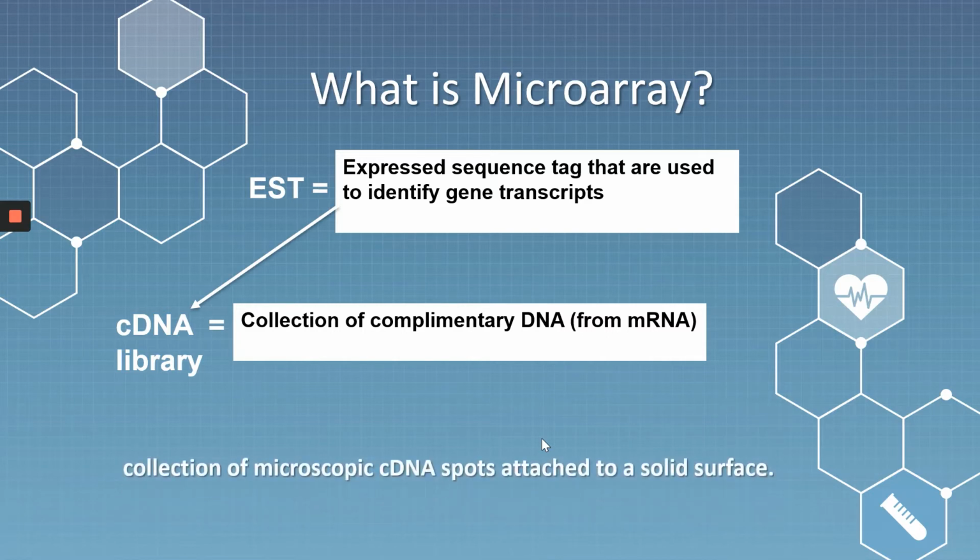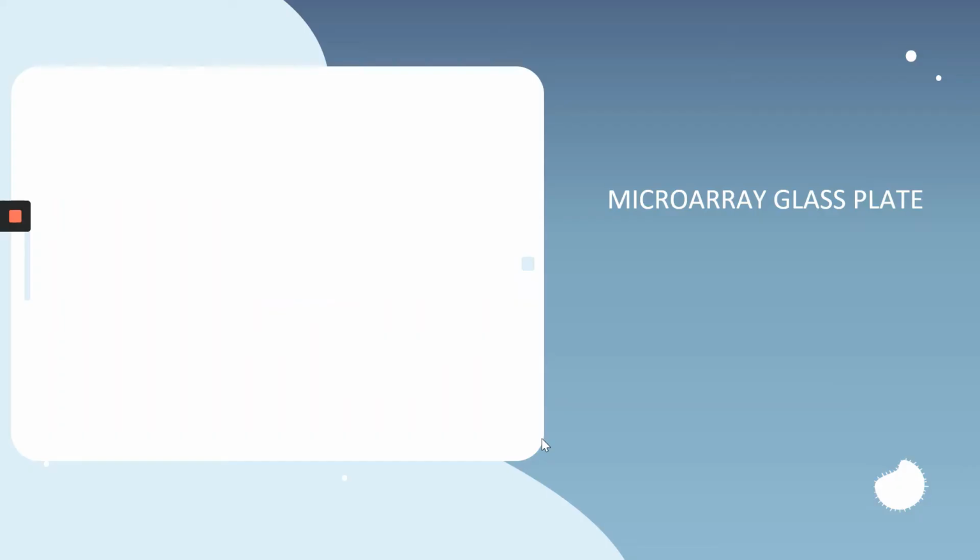So, back on the topic of microarray. Microarray is actually a collection of microscopic cDNA spots attached to a solid surface. Let's discuss a very important tool in microarray, which is the microarray glass plate. What do you think a microarray glass plate looks like? Let's see.